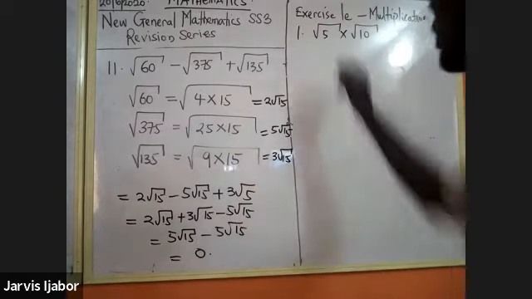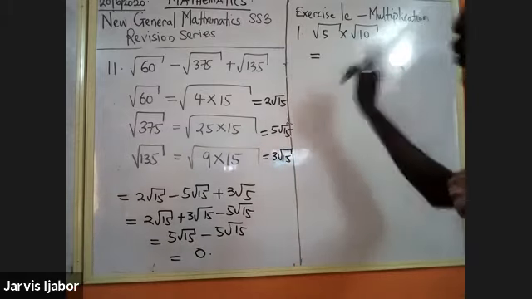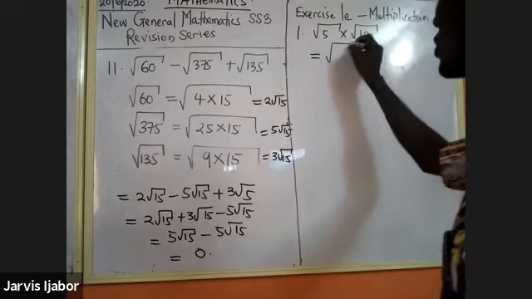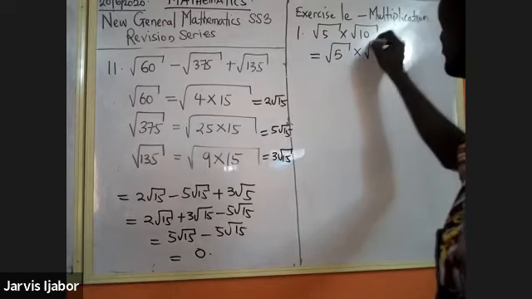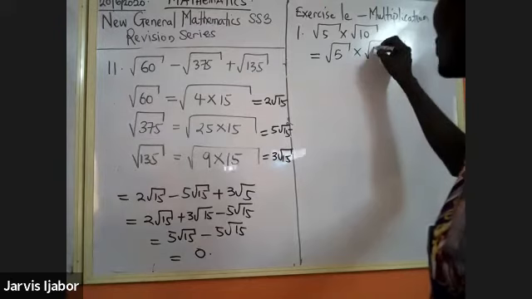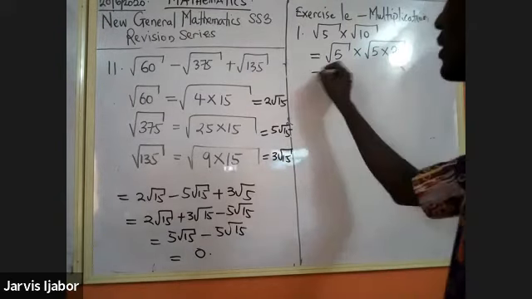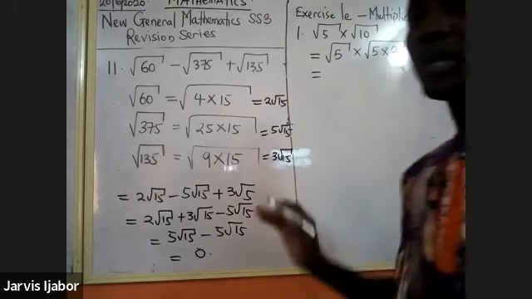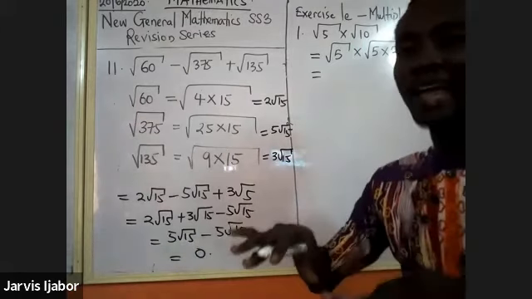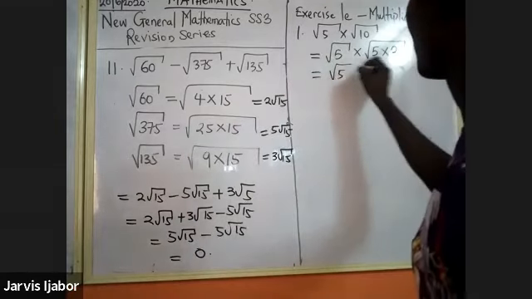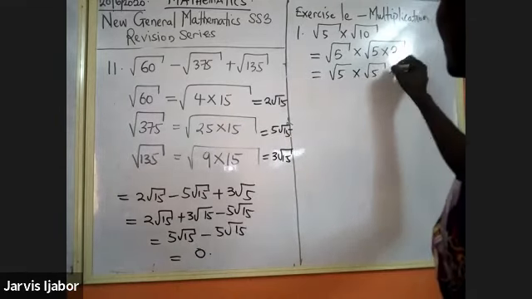Very simple. Now, wait for now, break the numbers. So watch, see what I'm going to do. 10 is actually what? 5 times what? 2. Are you seeing that? I'm writing so much, but don't bother about that. Once you understand the idea, mentally you'll be able to do it. This will be square root of 5 times square root of 5 times square root of 2.